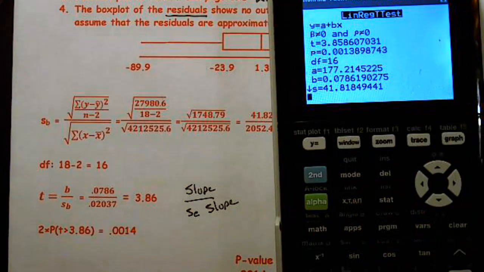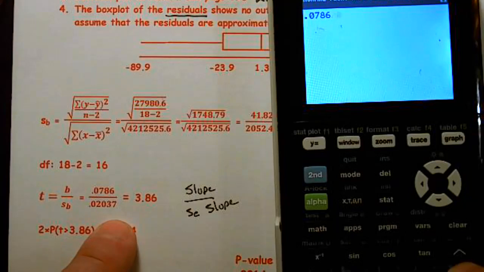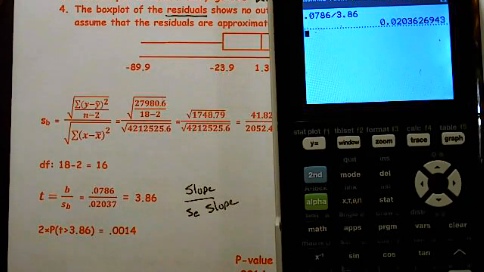If they ever ask you to, you could solve backwards to get to this value. Because if I took 0.0786 and divided by 3.86, I could solve backwards to get there, but I just don't see them ever asking you to do that, right? I just don't see that as ever going to happen.